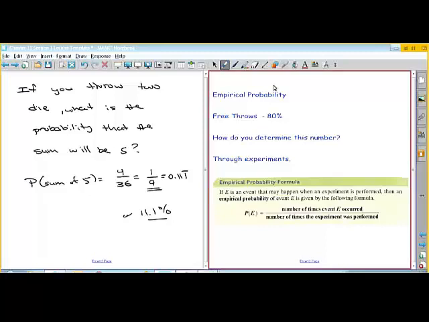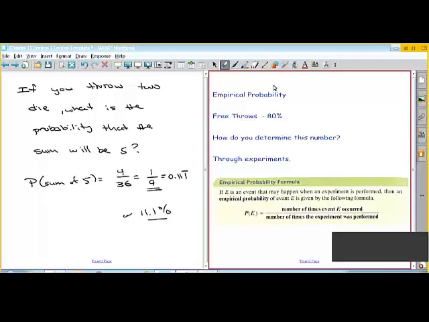If you were shooting free throws, that would be the number of shots you've taken, and the events we're talking about are that you either make or miss a free throw. So again, it's a binomial situation. It's one or the other. The favorable outcome in this case would be making the free throw, and the unfavorable event would be missing the free throw. But it's through experiments.